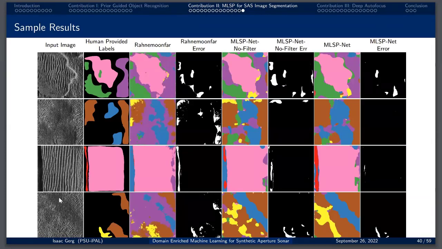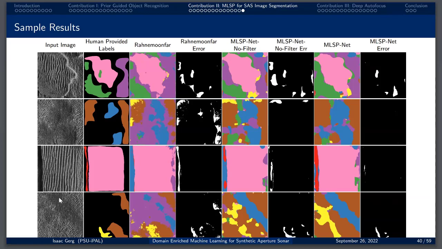And then qualitatively looking at this, what I show here is just 4 sample input images, what their human provided labels look like, and then the top 3 methods with the best MPA, what their results are, and what the differences are between their result and the ground truth. That's the error shown in white. I show that for this method, then for our method with no filter, and then for our method with all the bells and whistles. And you can see that we have the least amount of error out of all of these.